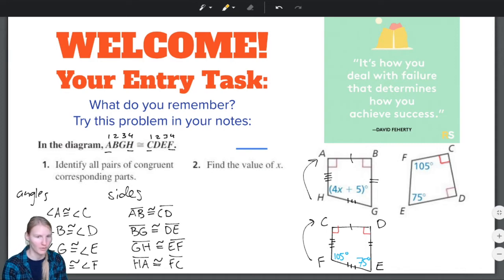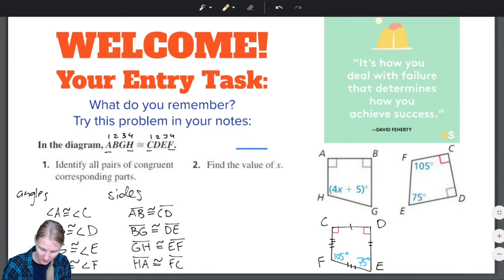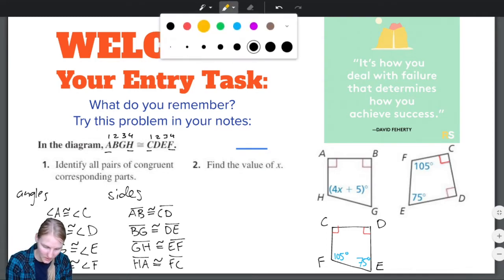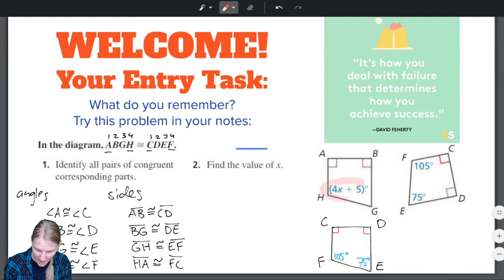You don't need to see the angles anymore. We're done with that part. Okay, next we need to find the value of x. I'm going to get rid of these tick marks. We don't need them anymore. Not necessary. Okay, so I see that I have 4x plus 5. That's angle H.